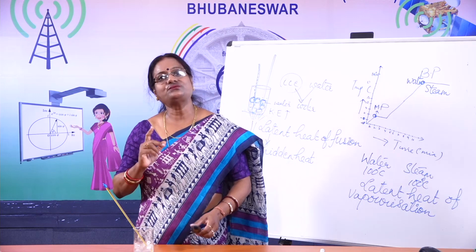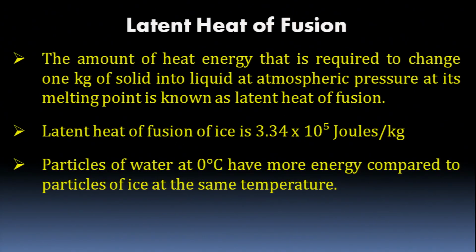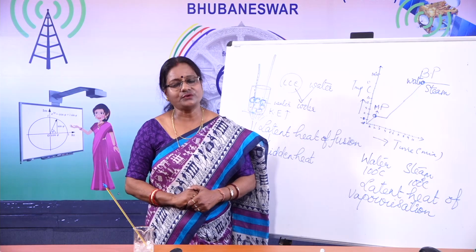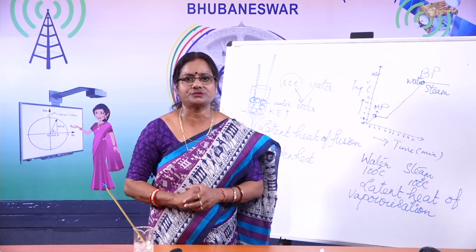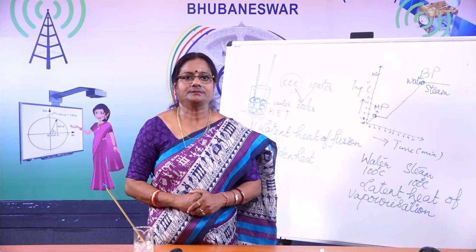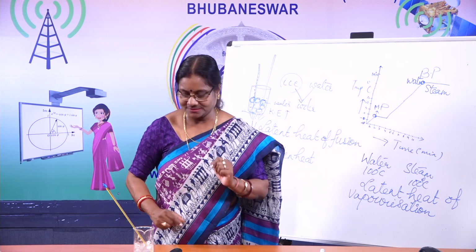Now, let us go for the formal definition of latent heat of fusion. The amount of heat energy that is required to change 1 kg of solid into liquid at atmospheric pressure at its melting point is known as latent heat of fusion. Latent heat of fusion of ice is 3.34 into 10 to the power 5 joules per kg. Joules is the unit for energy. And this value 3.34, you might find some little variation in other books. It may be 3.35 or something. Okay. Particles of water at 0 degree centigrade have much more energy compared to particles of ice at same temperature, as we had discussed.